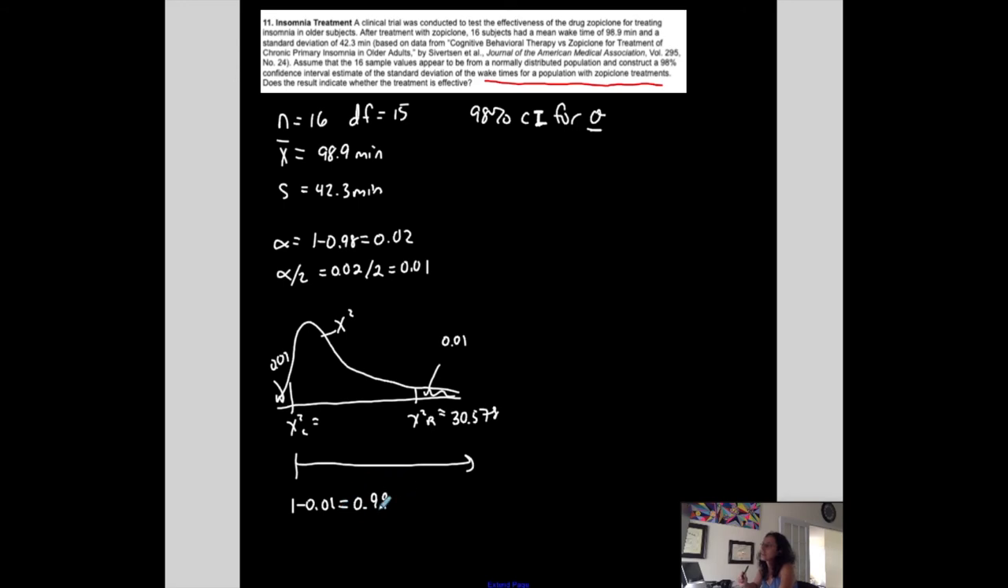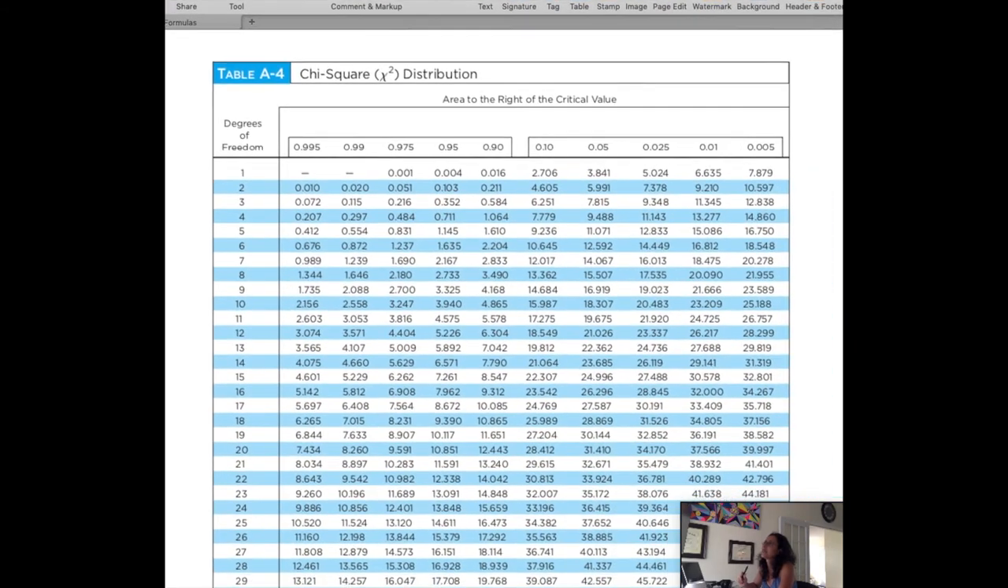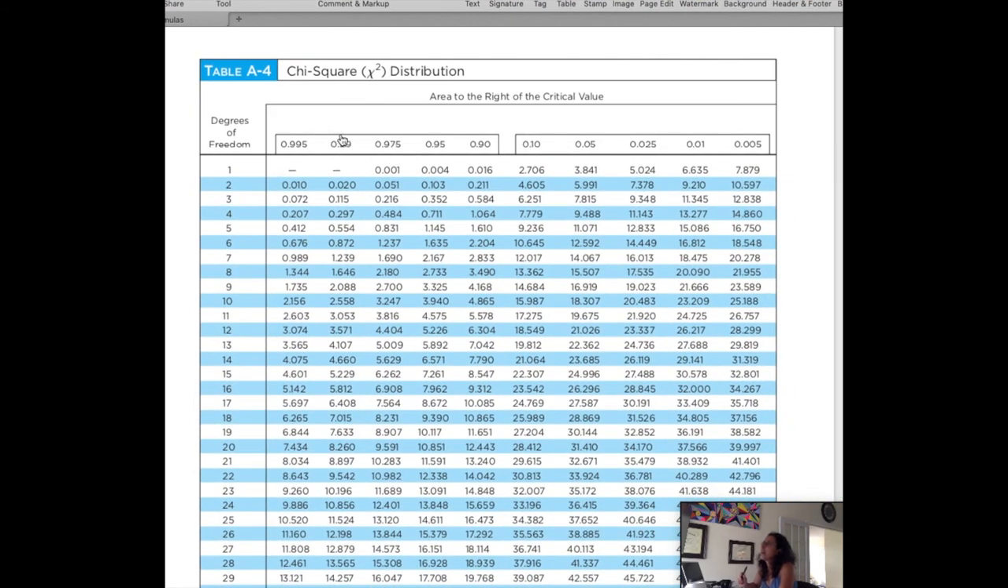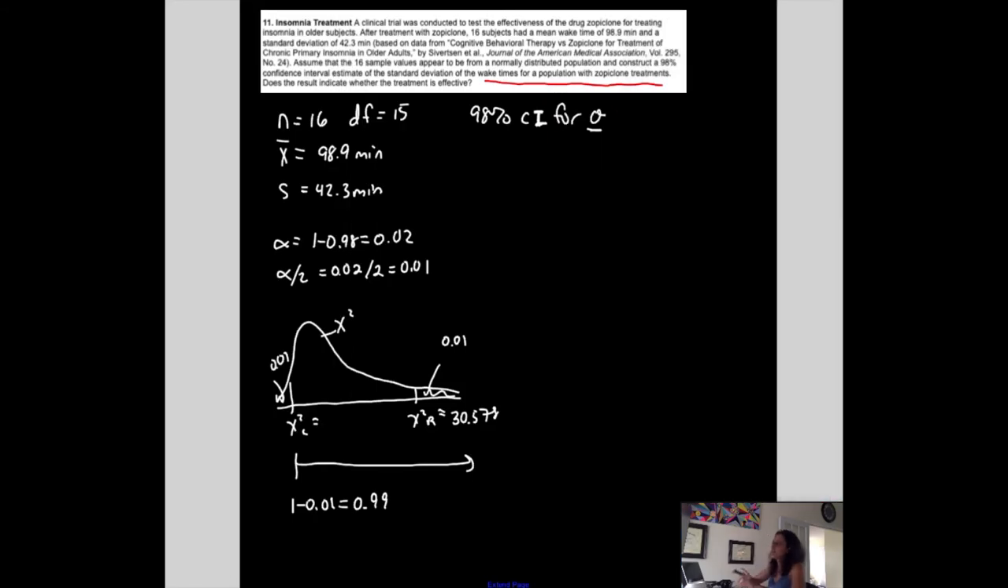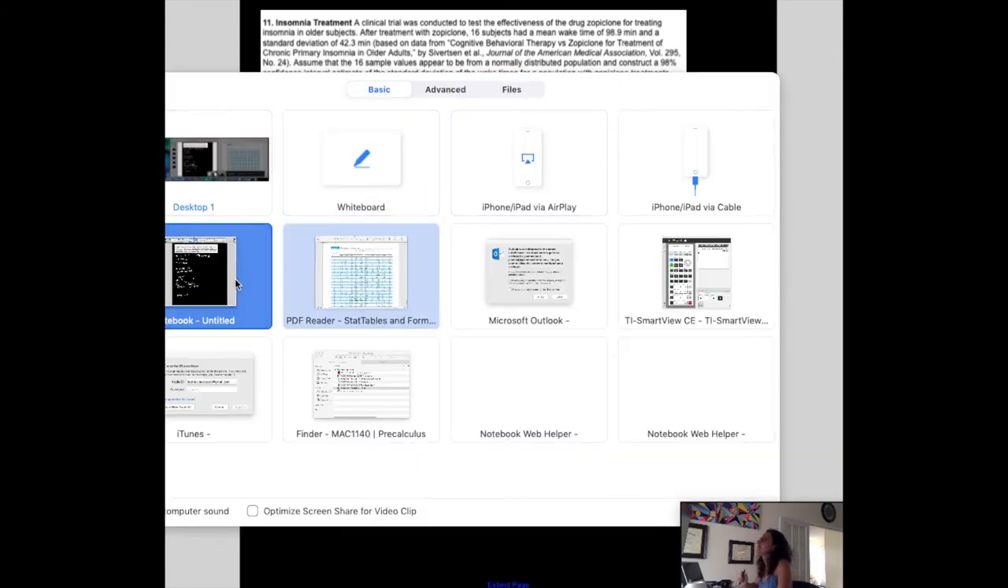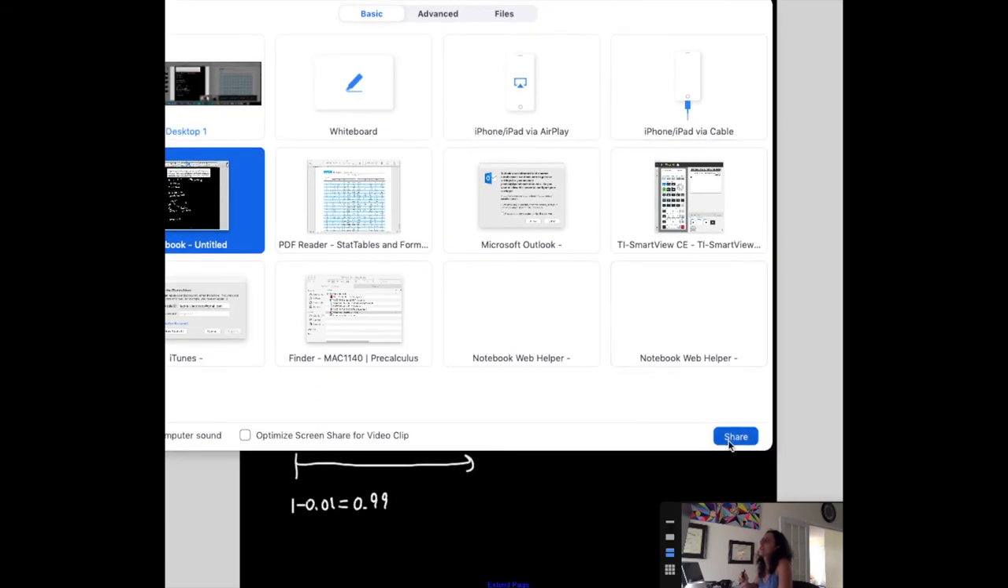I'm not done. Let's do the left-tailed chi-squared critical value. The area to the right of that one is 0.99, so 0.99 is the second column from the left. My degrees of freedom are 15. Line it up. I have 5.229. Let me write that down, 5.229 approximately. Okay, I have everything I need to go ahead and actually find this confidence interval now.